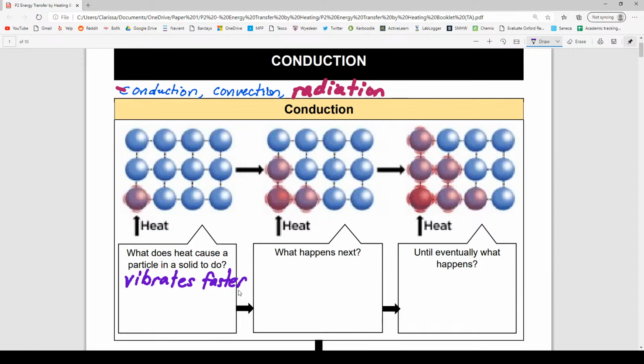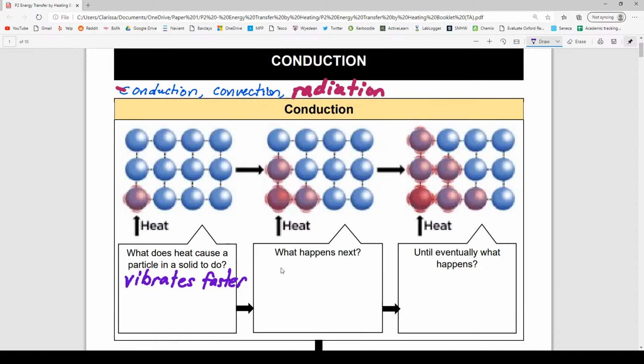But because it's vibrating on the spot faster, and because in a solid these particles are close together, tightly packed, when it's vibrating a lot faster, it's also smacking into its neighbors, right? So it's hitting the particles that are nearby. So in this case, the particle in this corner here, the particles that are touching this particle are that one and that one.